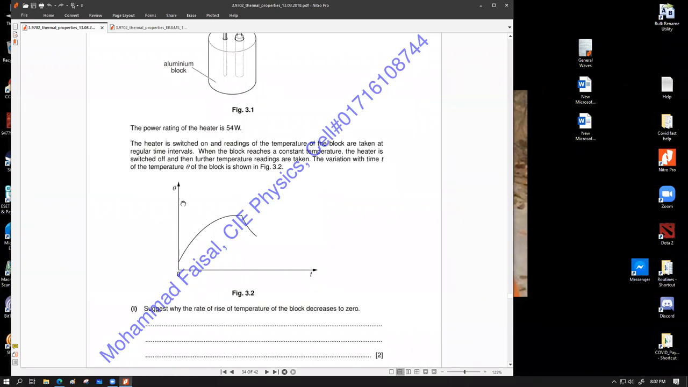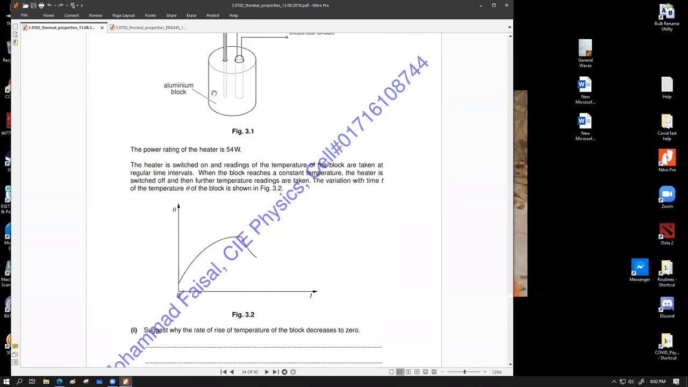The rate of rise of temperature of the block decreases to zero. This is because the way this experiment was working is that we provided heating to the aluminum block. By taking heat from the heater, the temperature of the block was slowly increasing. As it increased, its gain of temperature slowly became less and less, because the higher the temperature of the block is, the more rapidly it is going to lose heat to the surroundings. The heat loss rate would be more.